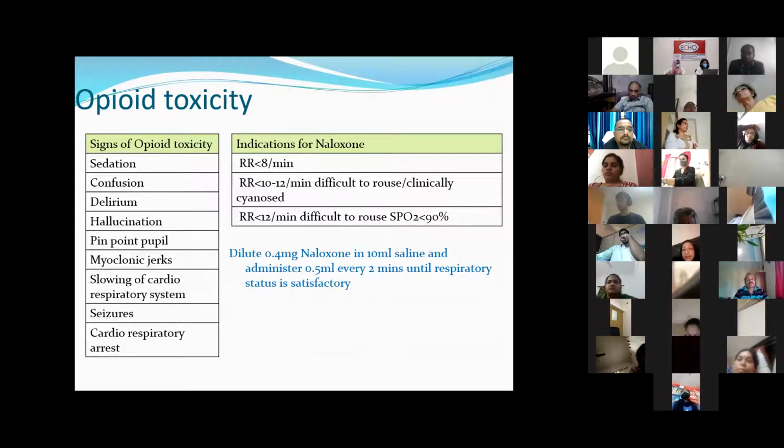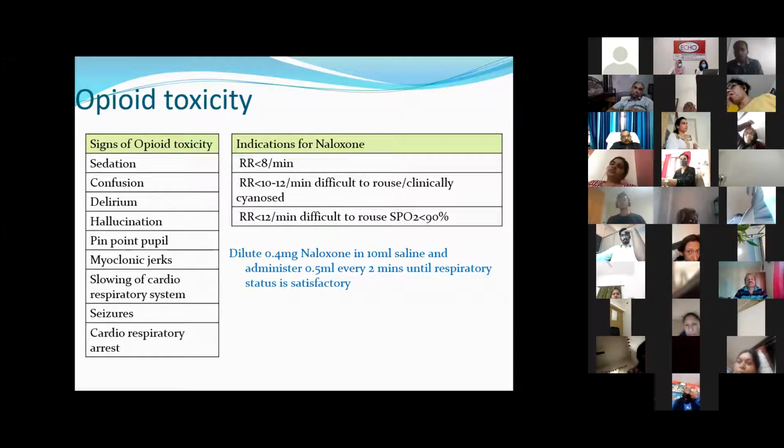It can present with sedation, confusion, delirium, as I already explained, and hallucination. Most patients will have pinpoint pupils. Most patients will have myoclonic jerks. So if you get a decreased respiratory rate with pinpoint pupils and myoclonic jerks, directly start naloxone. Do not wait for anything. This is the most classical triad for opioid toxicity. Although it can present in the form of sedation, confusion, delirium, hallucination, if you get pinpoint pupils, decreased respiratory rate and myoclonic jerks, do not wait for anything.